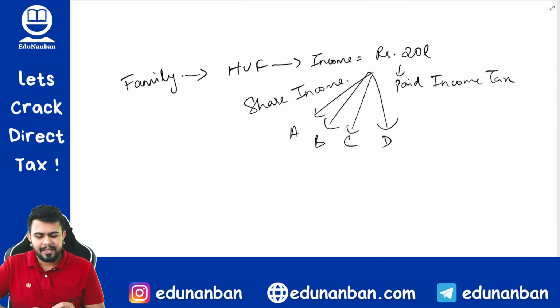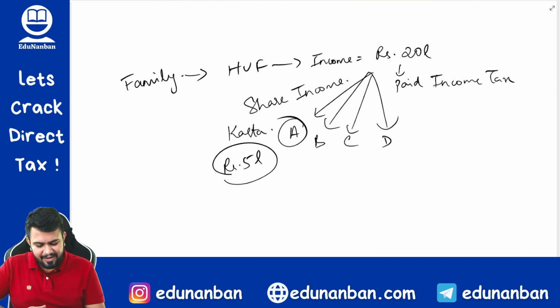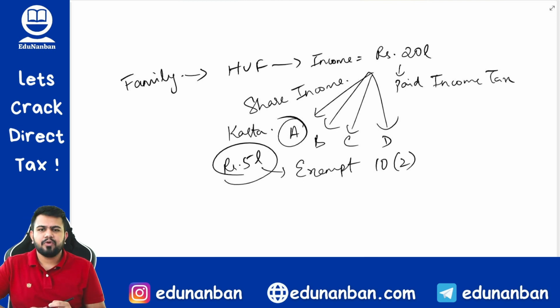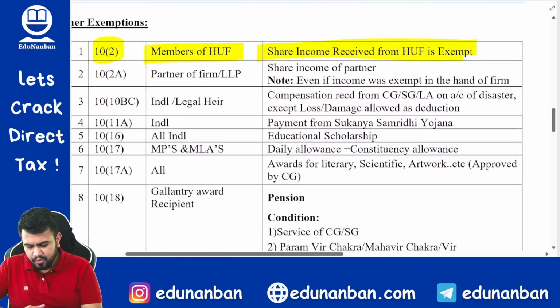Let's say Mr. A is the Karta of the HUF and Mr. A has received share income of rupees 5 lakhs. Now, should Mr. A pay tax on 5 lakhs? The answer is no, not required, since the HUF has already paid the tax and the taxed amount only is received as share income by the members of the HUF. That is why there is no need to pay the tax once again. This 5 lakhs will be exempt under section 10 clause 2. You get my point?